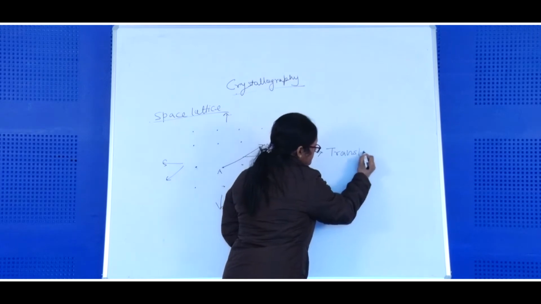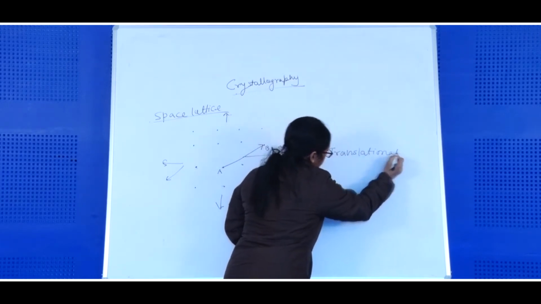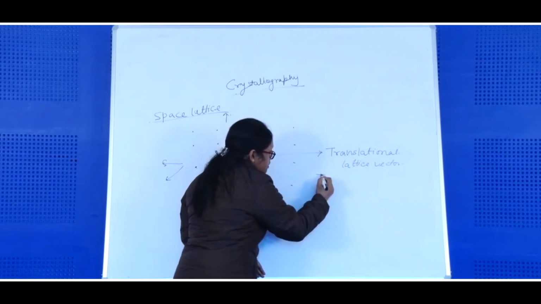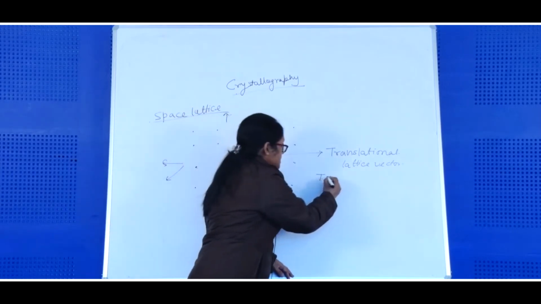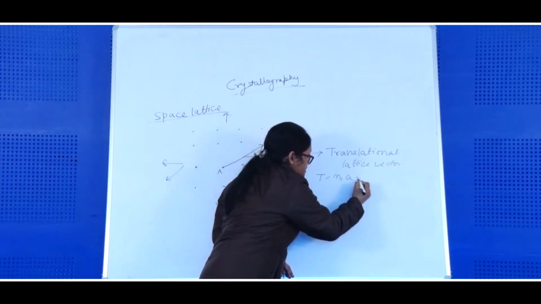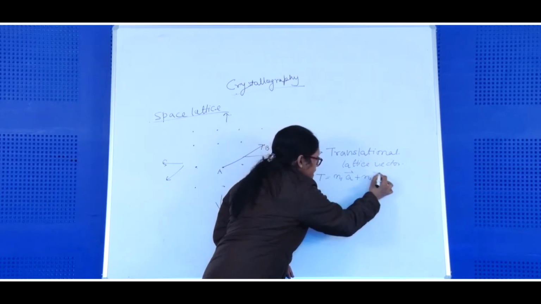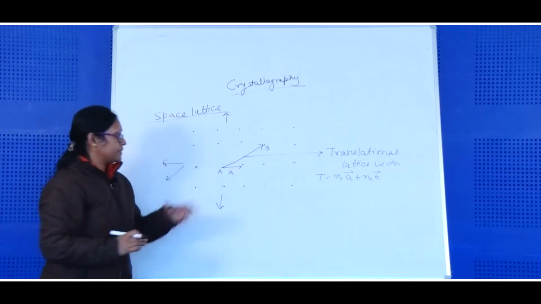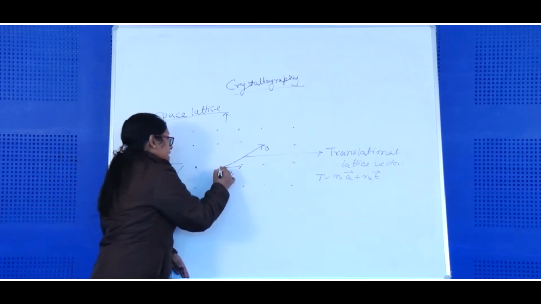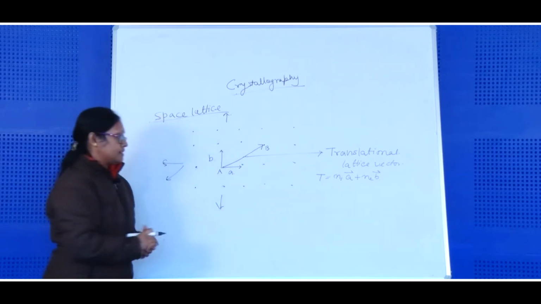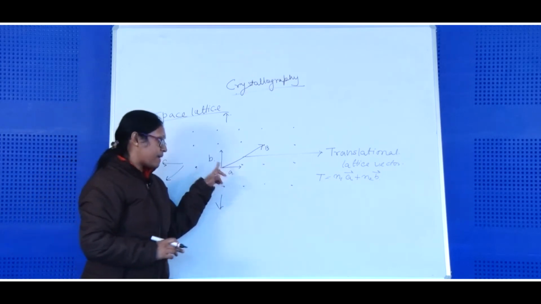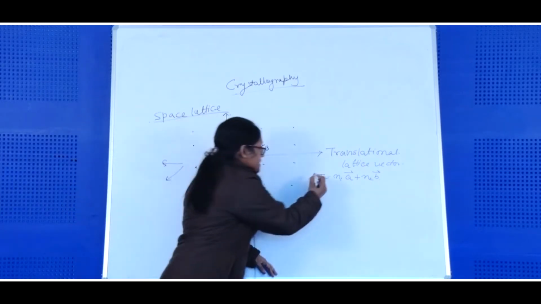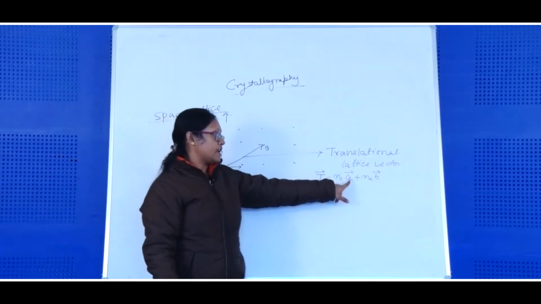the translational lattice vector, which we denote by the symbol T, defined as T equals n1 a plus n2 b. Now, what are n1, n2, a, b? Along this direction I take a parameter a, and along this direction I take a parameter b. These a and b are called lattice parameters, and n1 and n2 are any integers. So the translation vector T is denoted by n1 a plus n2 b.